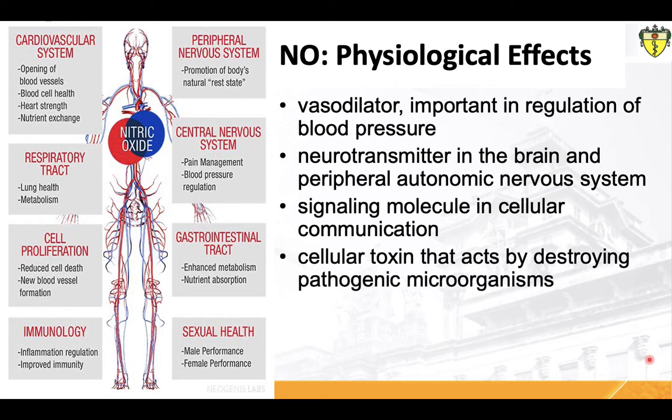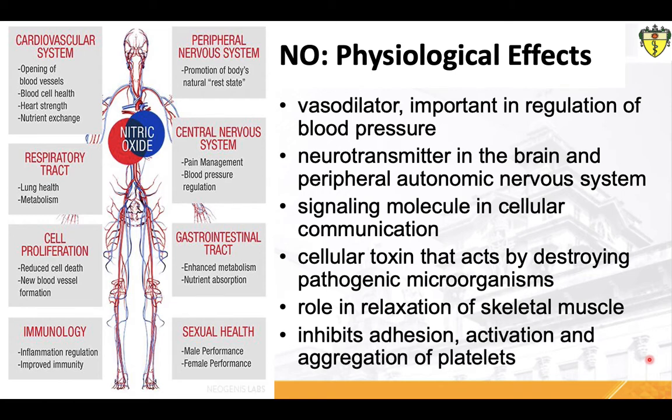Additionally, nitric oxide is a cellular toxin that acts by destroying pathogenic microorganisms, playing a vital role in the inflammatory response. It likewise plays a vital role in the relaxation of skeletal muscle. And lastly, nitric oxide inhibits adhesion, activation, and aggregation of platelets.